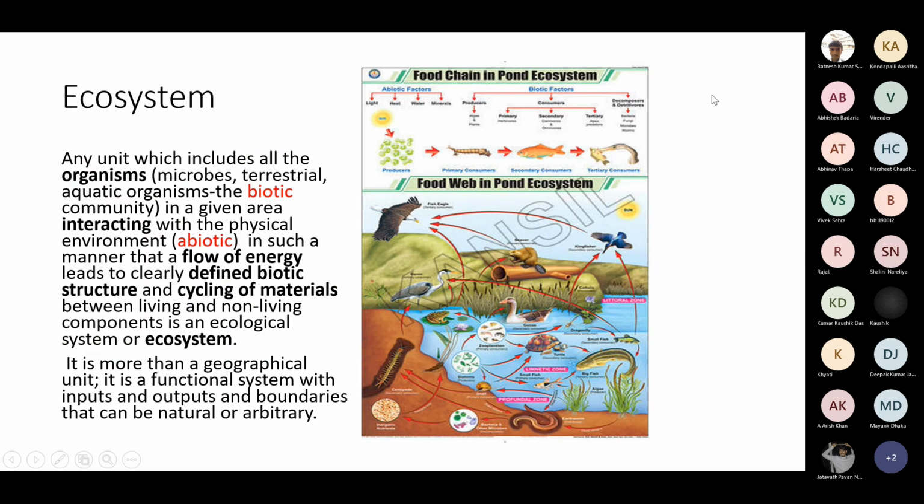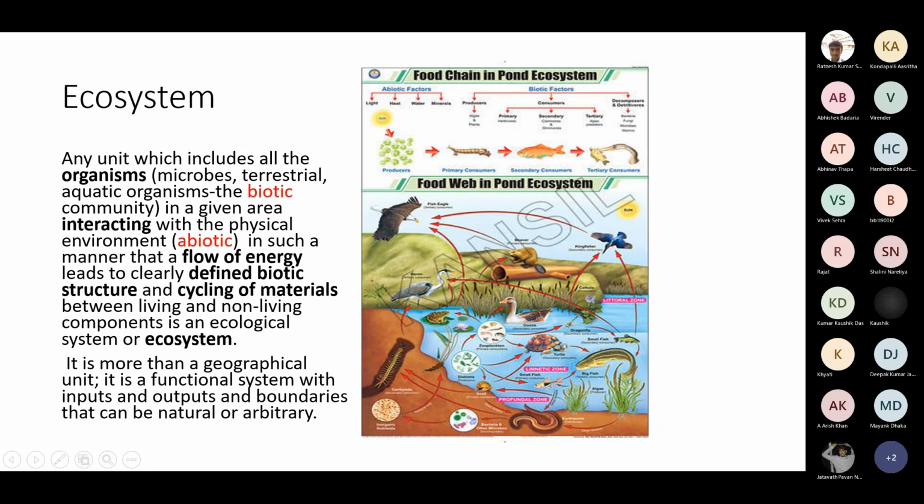So now, what is an ecosystem? It is defined as any unit which includes all the organisms, that is the microbes, the terrestrial, the aquatic organisms, which is the biotic community or the living community. So a unit which includes all the biotic components in a given area, which interacts with the physical or abiotic environment in such a manner that there is a flow of energy which leads to clearly defined biotic structure and cycling of materials between living and non-living components. That is called an ecological system or an ecosystem.